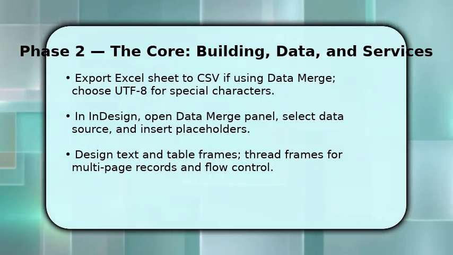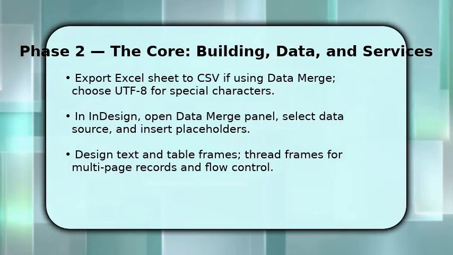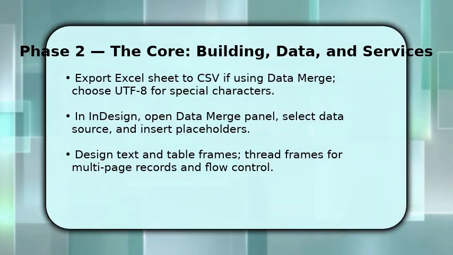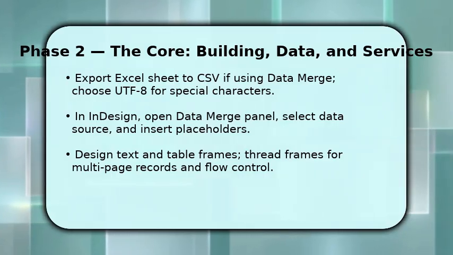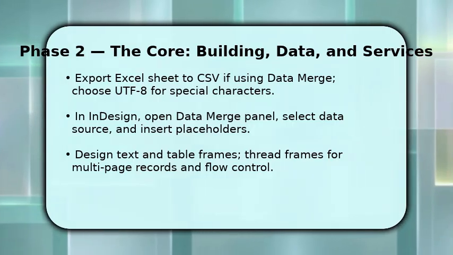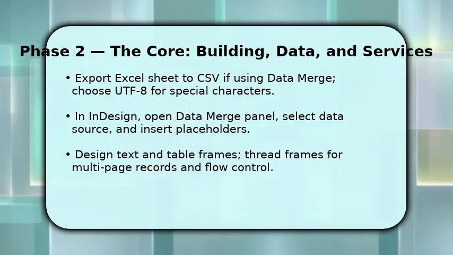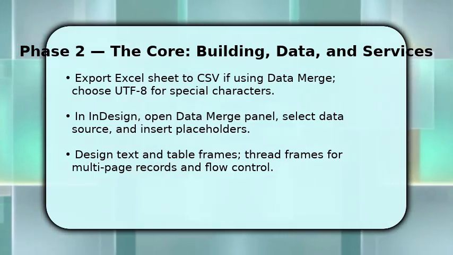In InDesign, open the Data Merge panel, choose Select Data Source, and import the CSV. Then drag placeholders into text frames or table cells so each column maps to a layout element. Make sure to design and thread frames for multi-page records, apply paragraph styles, and test with a few sample records to confirm alignment and overflow behavior.